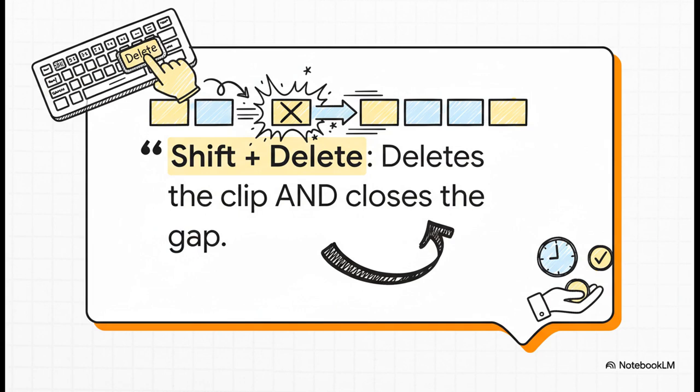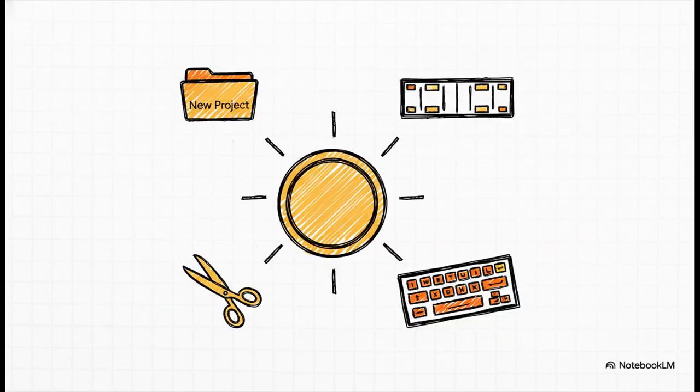Instead of just pressing delete, you hold down the shift key and then press delete. This does something called a ripple delete. It not only gets rid of the clip you don't want, but it automatically grabs everything after it and snaps it into place, closing the gap instantly. It deletes the clip and cleans up the mess all in one move. It's awesome.